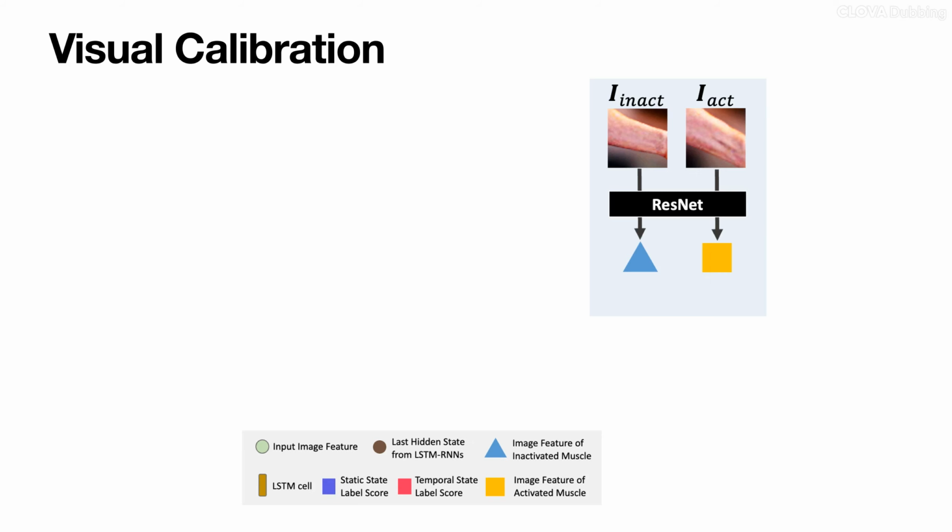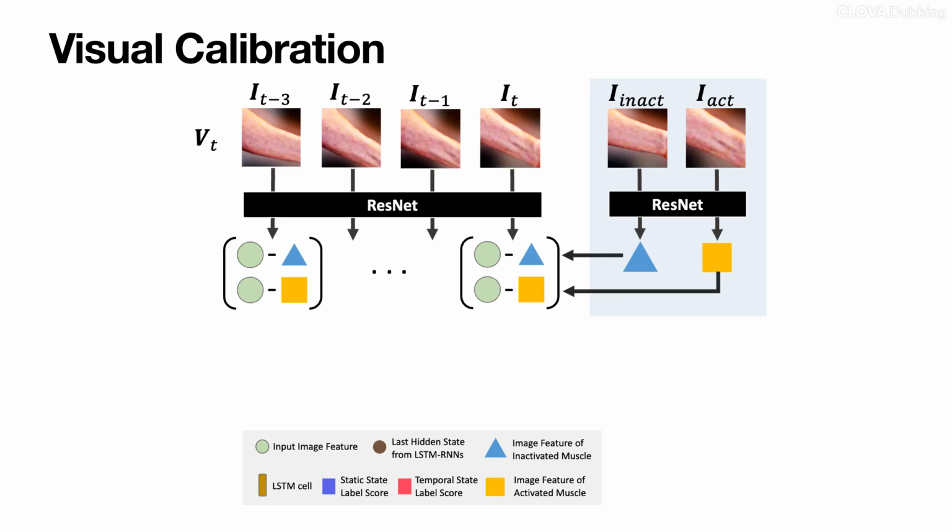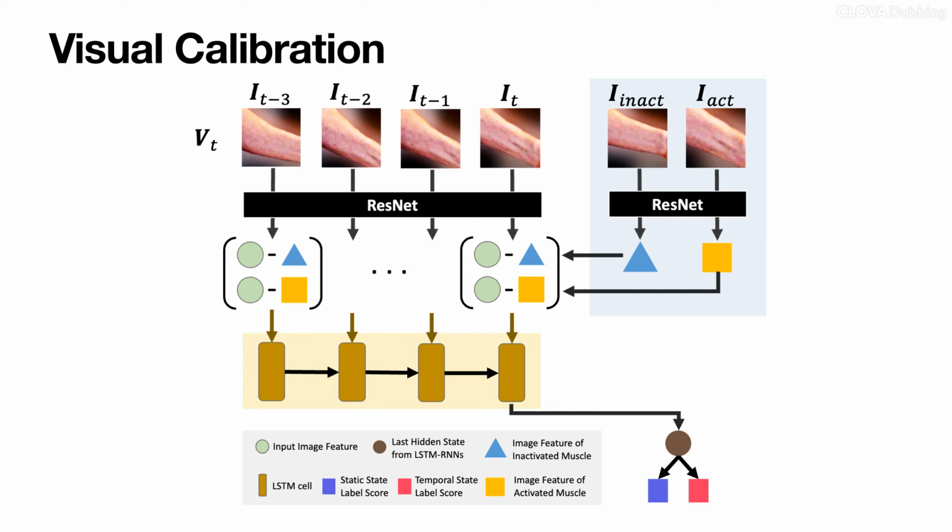Visual calibration reduces the effect of individual muscles' visual traits. To do this, a human records a muscle image when it is activated or inactivated. Then, relevant image features are extracted. Afterward, when new inputs are received, the model generates calibrated image features by considering the activated and inactivated muscle images. The sequence of calibrated image features are given to the LSTM recurrent neural network, and its final hidden state is used to obtain classification score for static and temporal state.